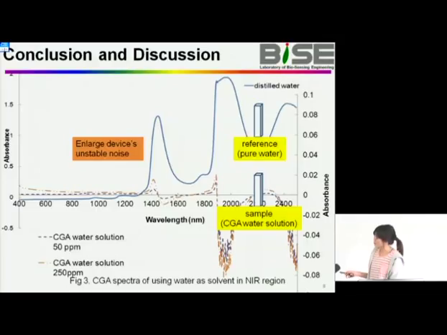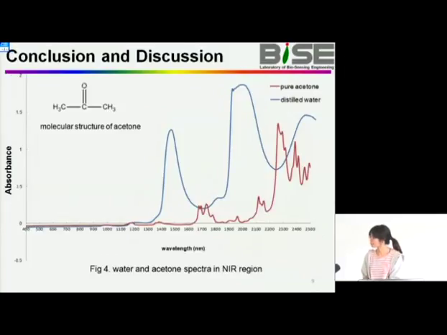So in order to eliminate this noise, we need to find a solvent which doesn't have absorption in the NIR region. But unfortunately, I haven't found such a solvent to dissolve CGA so far. Then I tried acetone. CGA is easily dissolved in acetone, and this is the molecular structure of acetone. From the structure, we can see that acetone doesn't contain the OH bond. So compared to water, in these two strong water absorption regions, acetone absorption is very low. So it means if we use acetone as a solvent, in these regions the CGA spectrum may contain less noise.